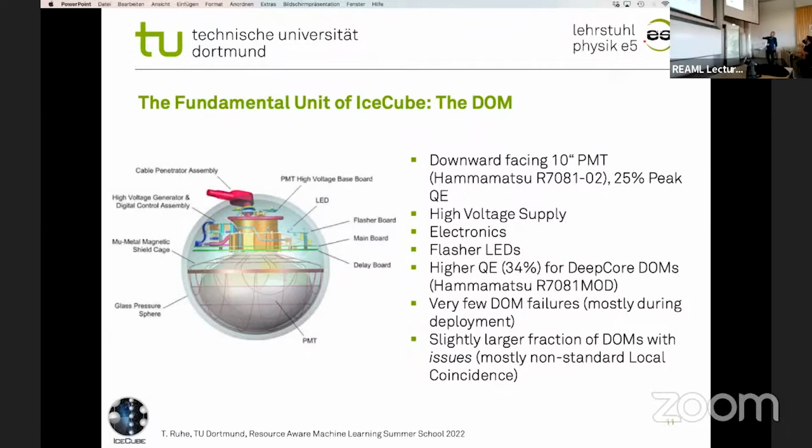That's not too important. The nice point about these DOMs is we have had very, very few DOM failures so far. A lot less than expected. And most of them actually happened during the deployment of the photomultipliers. So once they are in the ice, they're pretty stable, which is nice. A slightly larger fraction of DOMs have issues, but that is mostly in cases where the DOM next to the DOM with the issue has failed, so you can't really apply coincidence requirements.